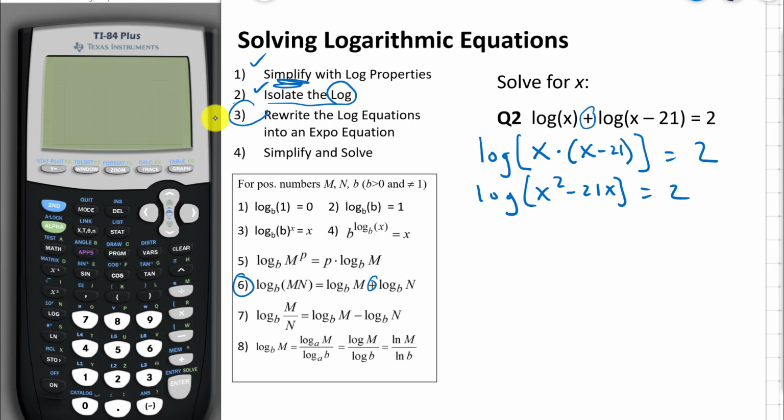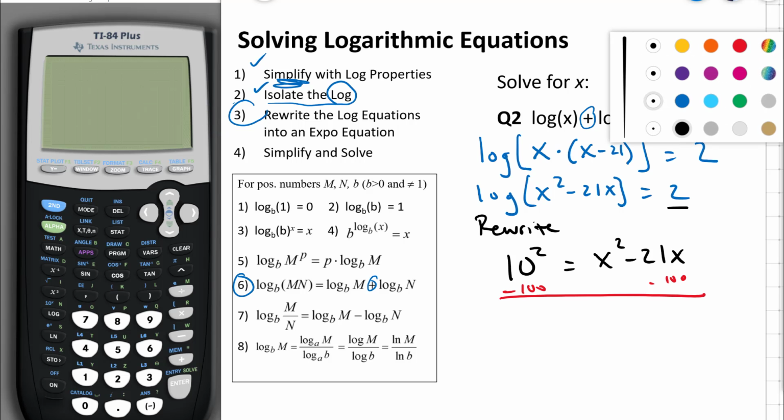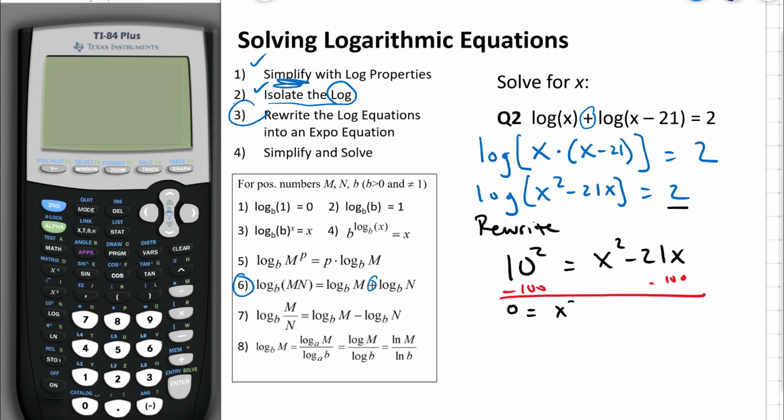Now I can rewrite this. It's really easy to rewrite. It is log, so that means when I rewrite, in fact, I'm going to change colors for the rewrite here. It is base 10, log base 10, exponent is 2, equals x squared minus 21x. This is a quadratic equation. We can solve quadratic equations with factoring or the quadratic formula if they equal 0. So I'm going to minus 100 on both sides, and I got my equation equal to 0. So 0 equals x squared minus 21x minus 100.